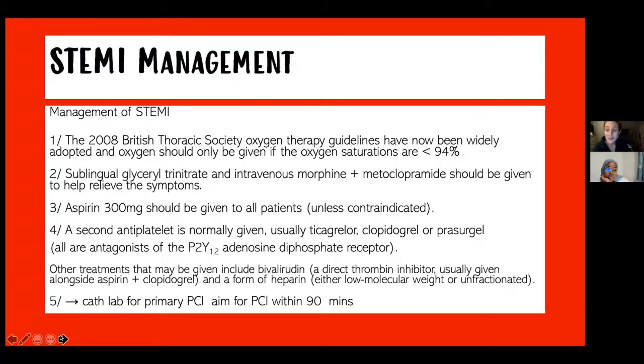And then for a STEMI, they're going to be going to the cath lab for primary PCI, and we're going to aim for that within 90 minutes. The way it works in Liverpool, patients shouldn't ideally come to any other A&E. If they've got a STEMI, they go straight to Broad Green, Liverpool Heart and Chest. So we don't see many in the Royal. If they present themselves rather than the ambulance, they would be taken straight there. There's a pathway in place.